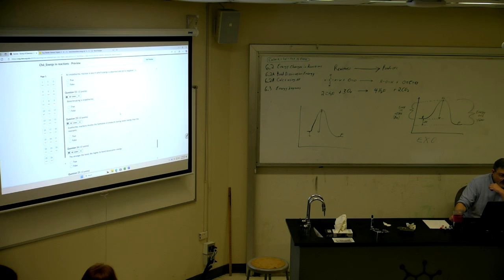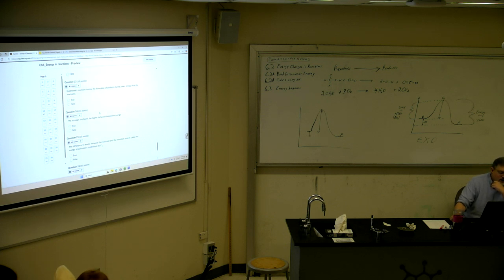Got a bunch of true false here. Bond breaking is endothermic. Is that true or false? It's true. Exothermic reactions involve the formation of products lower in energy than reactants. That's true. All right. Y'all think y'all can do these?